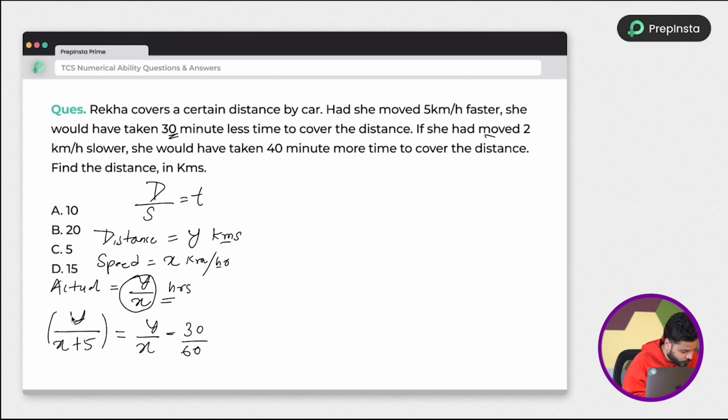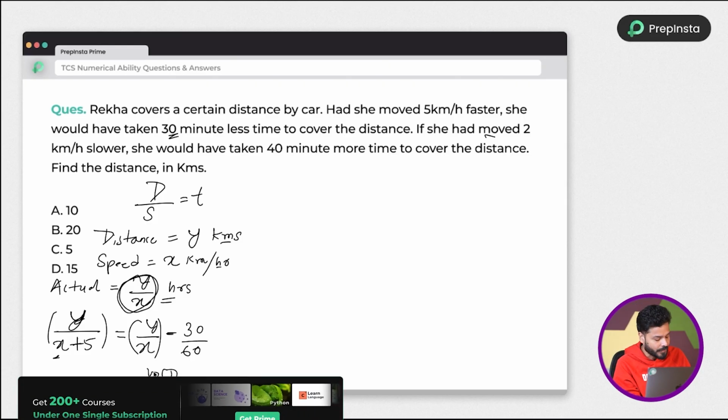So let me explain it to you again. This is the actual distance, which has never changed. The statement said that if she moved 5 km faster, so her initial speed was x, now her speed has become x plus 5. In this case, she took 30 minutes less. So the actual time that she would have taken was y by x, but now she has taken 30 minutes less, which is 30 by 60 less. So this could be our equation number 1. We'll come back to this again, right? And then again, the second equation. So now I hope you guys can create your second equation.